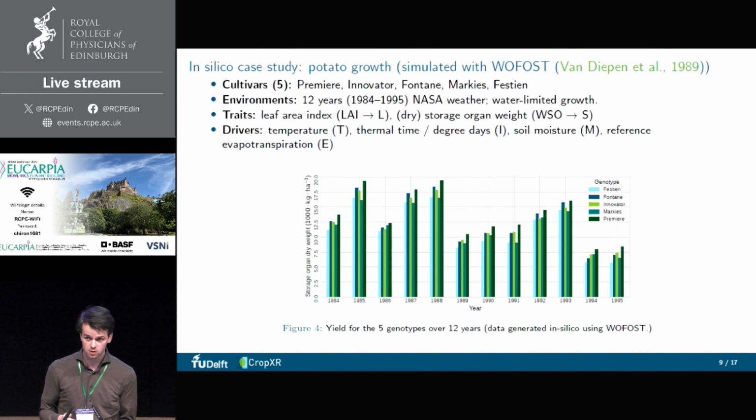So if we run this, what does it look like? Let's look at an in silico example. We look at a potato generated by Wofost. We only use Wofost, which is a crop model, to generate the growth curves, and then we discard it. We don't look at the equations in Wofost anymore. We just use it to generate realistic data. We generate data for 5 cultivars in 12 different years. And we look at the leaf-area index and the storage organ size, denoted by L and by S in the continuation of this presentation. And we also select the data for the environmental drivers.